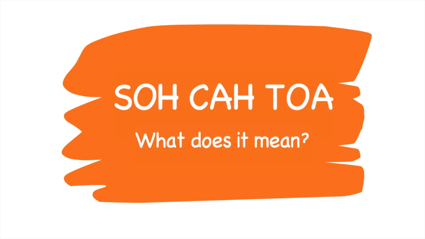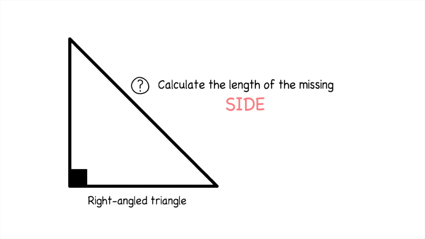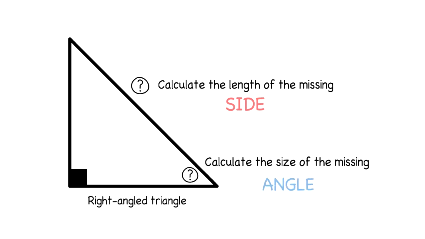This week we're going to be looking at SOH CAH TOA. In an exam, if you're given a right-angled triangle, you're probably going to be asked to do one of two things. Either calculate the length of the missing side, or calculate the size of the missing angle.